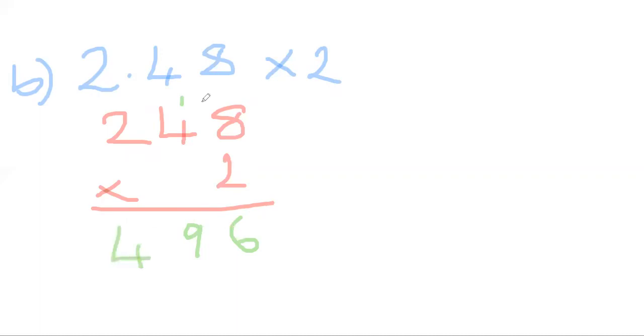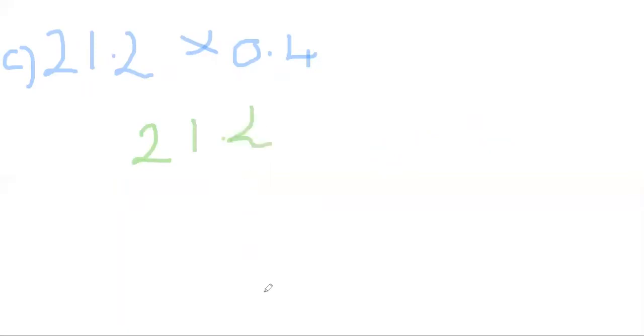Okay, how many decimal places? 1, 2 only. There's no decimal here. We only have one decimal place, second decimal place. So your final answer is 0.4 here. So it will be 496, and you put the point there. I hope that is clear. Let's go to the next example.